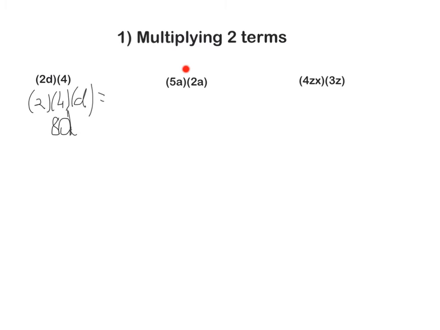The next one, we have 5a multiplied by 2a. And you know that 5a means 5 multiplied by a. And the same, we can change the order, okay? Swap the order. So we can write down 2 multiplied by 5, or 5 multiplied by 2, and a multiplied by a. So number by number, letter by letter, okay? And 5 by 2 is 10. A multiplied by a is a squared, okay?